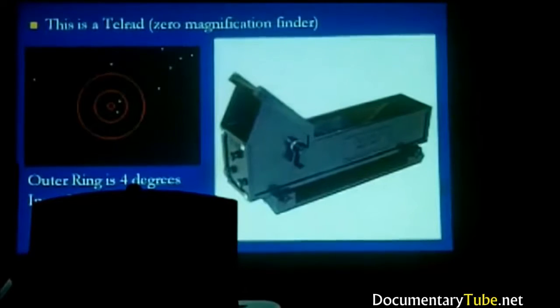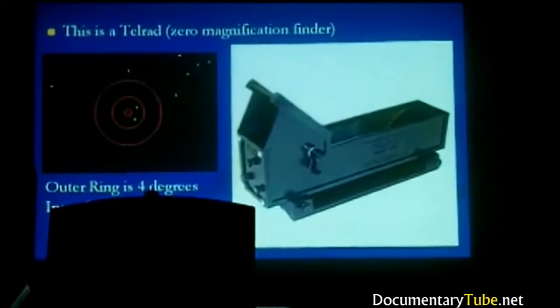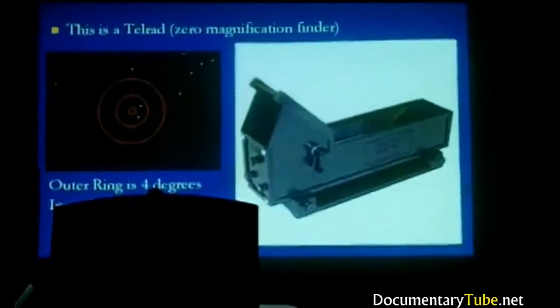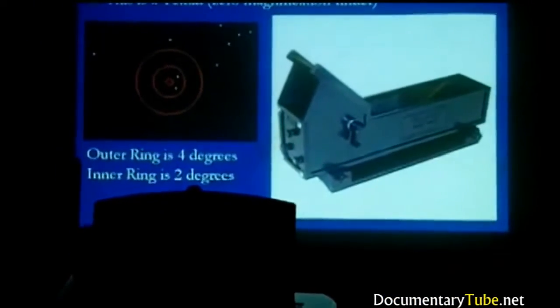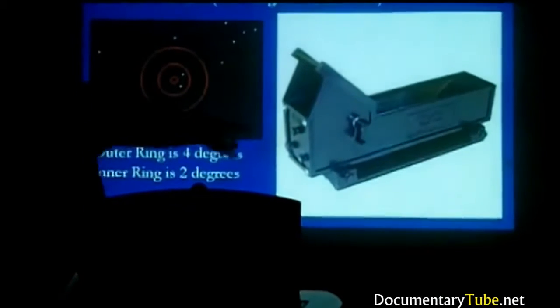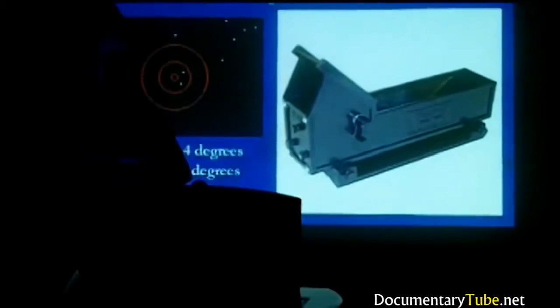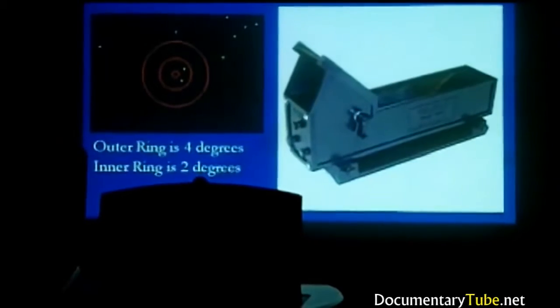Okay. So now I'm going to talk about one of the most wonderful inventions that's ever come to amateur astronomers other than a telescope. It's something called a Telrad finder. Once I got one of these, I never ever wanted to use anything else. There's nothing wrong with other finders.